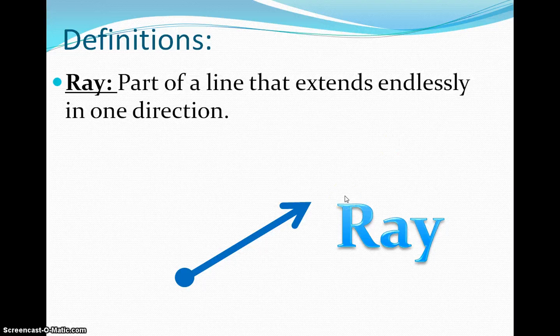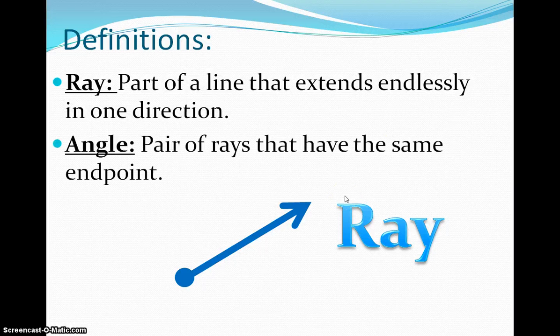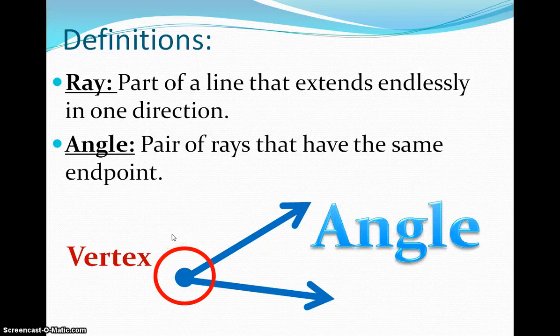Now when we add a second ray, we get an angle, which is, as I said, a pair of rays that have the same endpoint. Okay? And so an angle is the same exact thing as a ray, except we just add two of them. And this point right here, the point at which they meet, we call the vertex. Okay? And how we use our protractors is basically to measure the distance using degrees of that angle and the distance in between the two rays there.